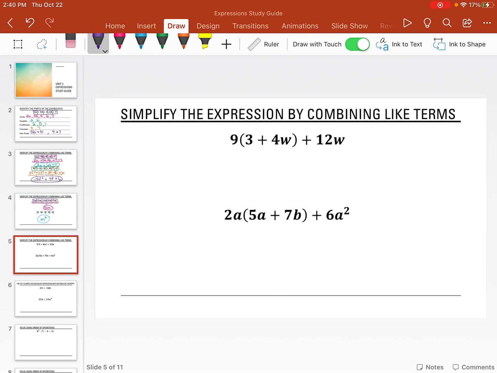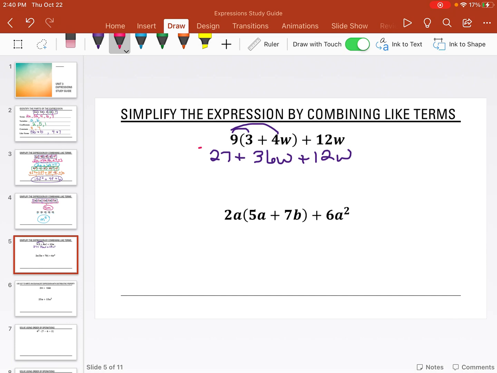All right, for this one, we have to combine like terms, but there's parentheses, so I cannot train it up yet. First thing I have to do is use my distributive property. So I'm going to distribute this 9 times 3, which is 27, plus 9 times 4, which is 36. Keep that last name, so 36W. And I have to bring down this plus 12W.